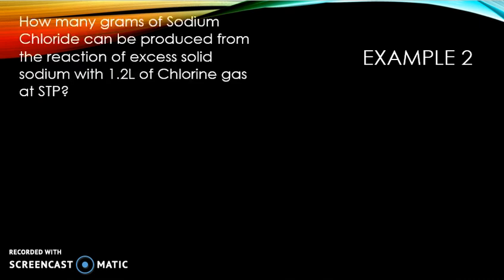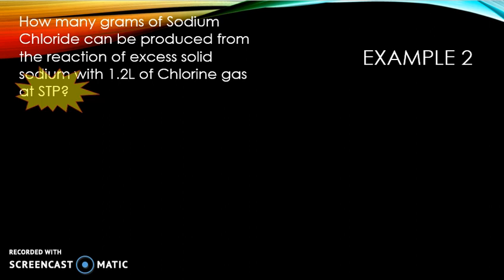Time for another example problem. Here we go. How many grams of sodium chloride can be produced from the reaction of excess solid sodium with 1.2 liters of chlorine gas at STP? So again, let's plan ahead. What I notice most prevalently is it says STP. We rejoice. Hooray! It's at STP. This should be a fast problem.